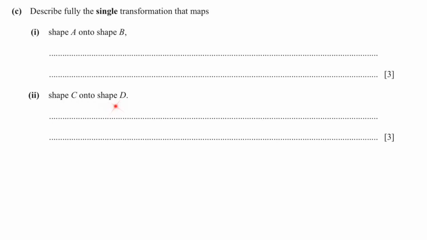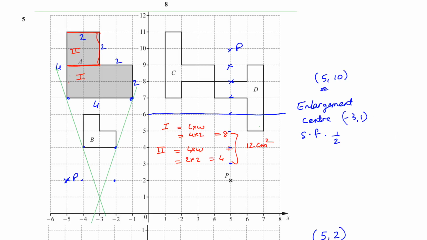Then shape C onto shape D. So we have to describe this transformation. This is also 3 marks. Whenever you have a 3-mark question, if it is enlargement, you need to say it is enlargement, you need to have the scale factor, and you need to have the center. If it is rotation, again you need 3 things for you to get your full 3 marks. You need to describe that the transformation taking place is rotation. You need to find the rotation center, and you need to say the degrees it is rotated and whether it is clockwise or anti-clockwise. So they want us to find the rotation of C to D.